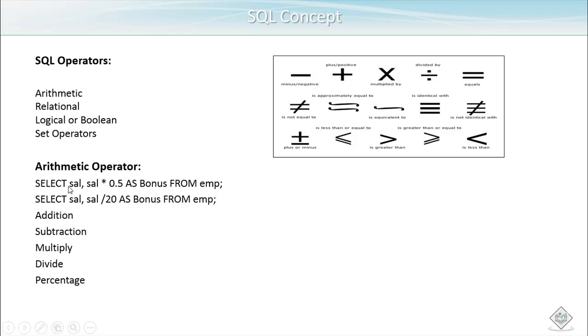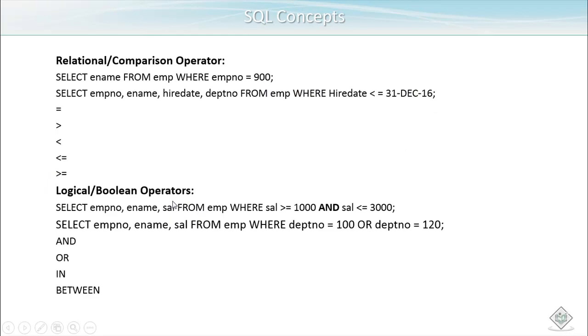Like in this case, we have the salary in the database, but we also want the bonus, which is 0.5% of my salary. So we write the select statement: select salary, comma, salary into 0.5 as bonus. As bonus means we are giving an alias name to the calculation from my EMP table. This way we can use the arithmetic operators.